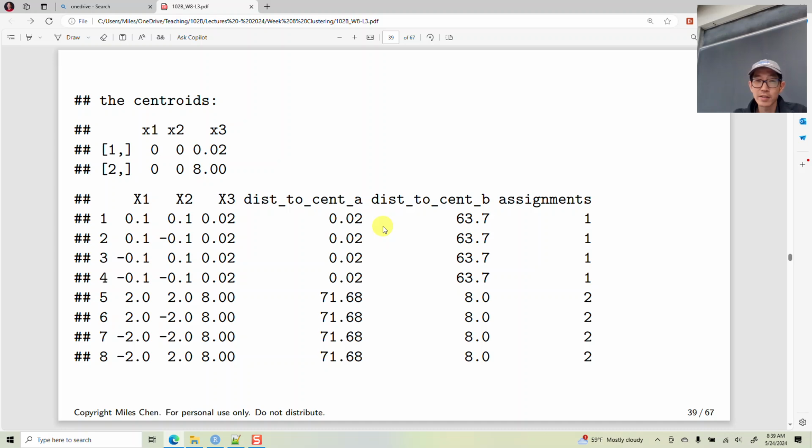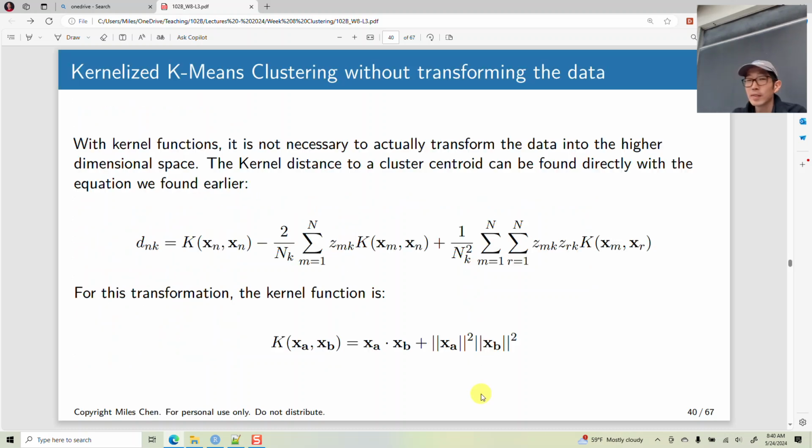So that's that, and then you can recalculate the distances, and then you're going to see, yeah, there's no reassignments here. Everything is assigned to its nearest centroid. Okay, so that is what it looks like if you transform from 2D into 3D, and then you calculate your distances and you reassign the things.